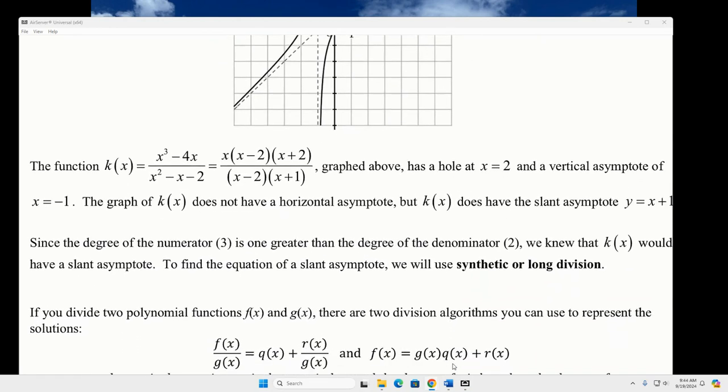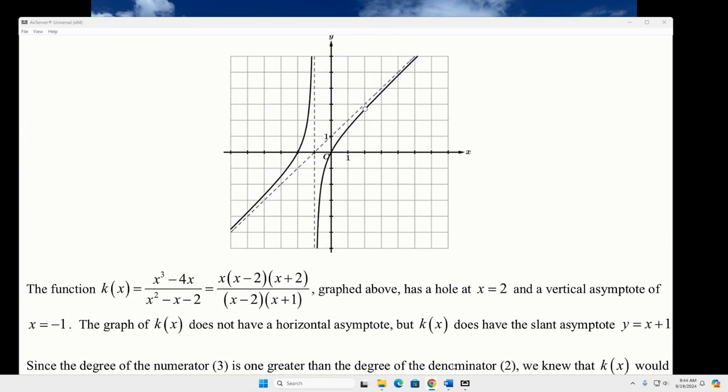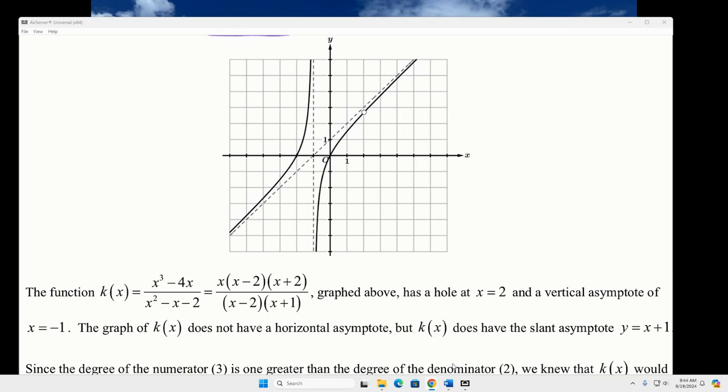All right, so we have this function, and I think this is the one that's graphed. We have it in multiple representations: in factored form and then the original form. You can tell there is a hole at x equals 2 because of this factor right here, and there's the hole. There is a vertical asymptote at x equals -1 because of this factor. There is a 0 at 0 and -2 because of those terms. And there is no horizontal asymptote.